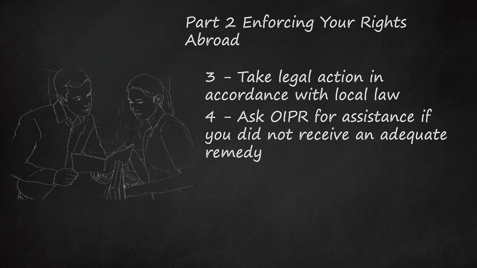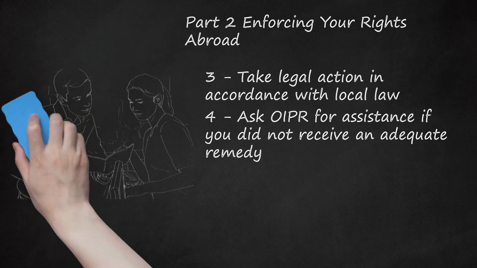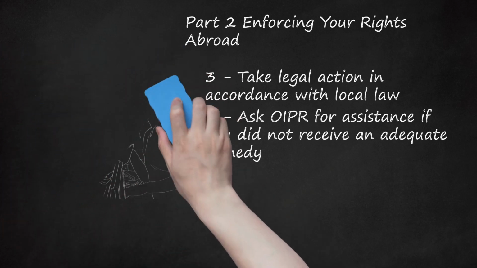OIPR will review your case and determine whether there was a fair and timely resolution, and whether the foreign government followed the law. If the foreign government followed the law, you may not be able to get a remedy in that country. However, if OIPR finds that the law was not followed, you may be able to appeal your case or put pressure on the government to rethink their approach.